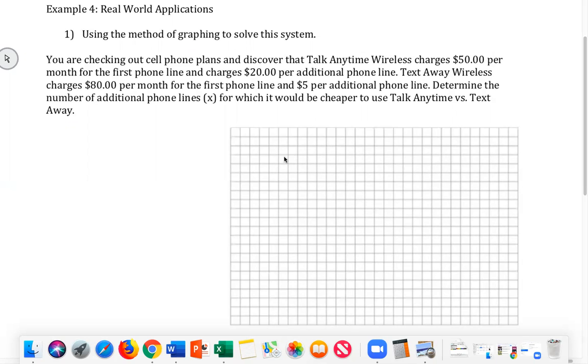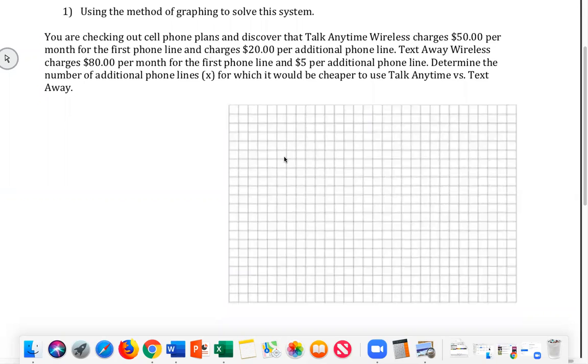So basically just view yourself as the head of a family and you were trying to determine which data company you should go with, Verizon or AT&T, because different companies are going to charge you a different amount for adding the phone lines and whatnot. So let's talk about Talk Anytime. So that's going to be red.